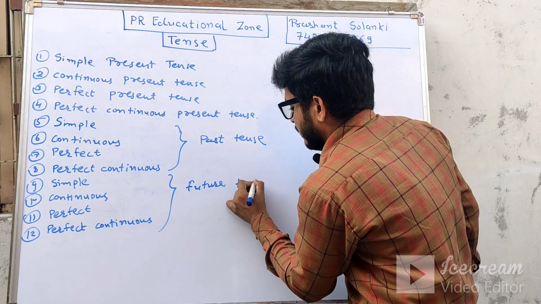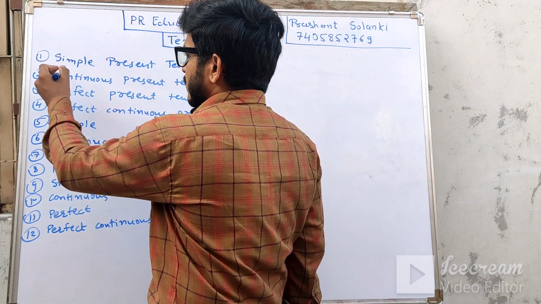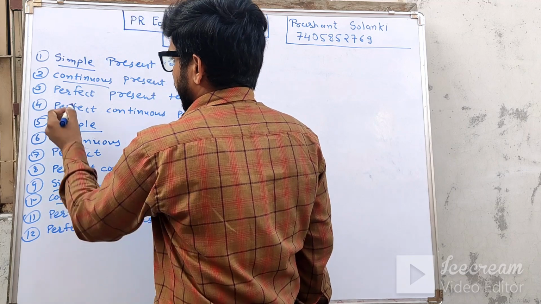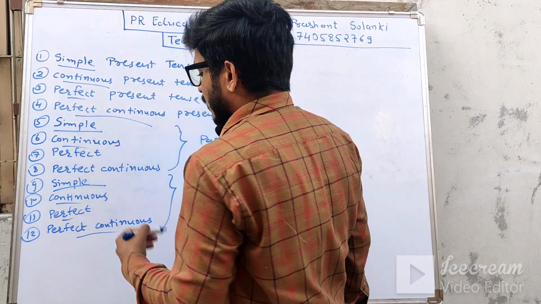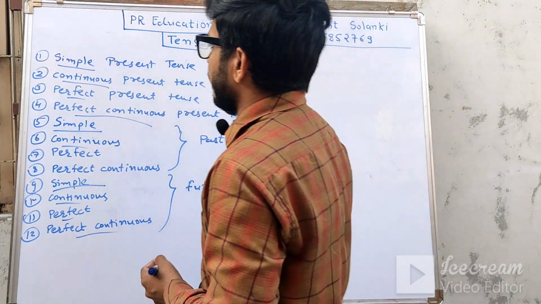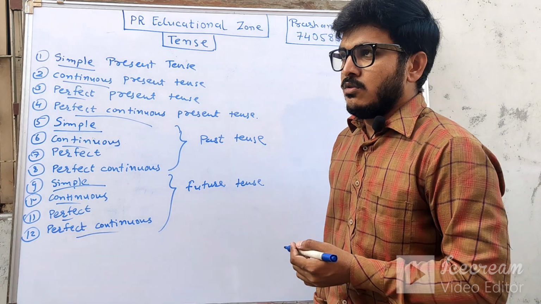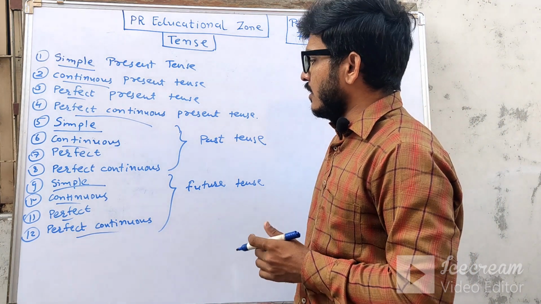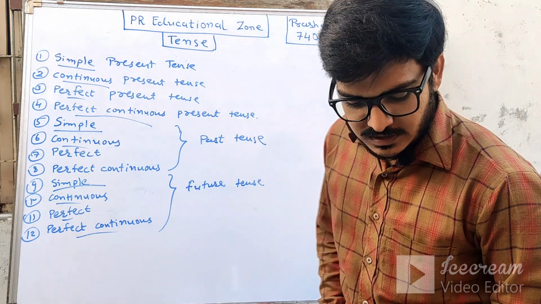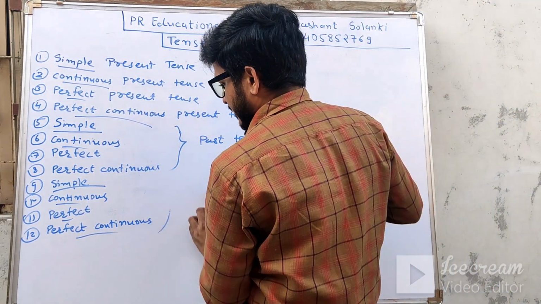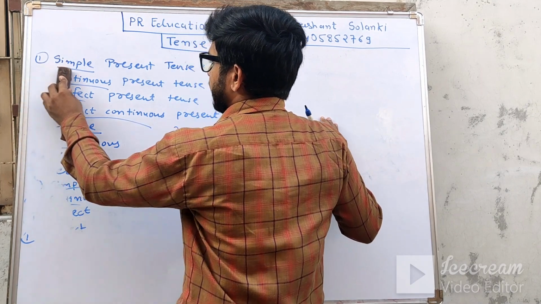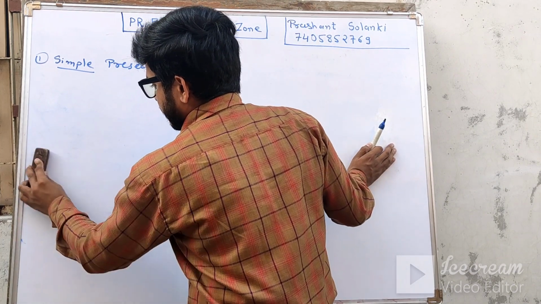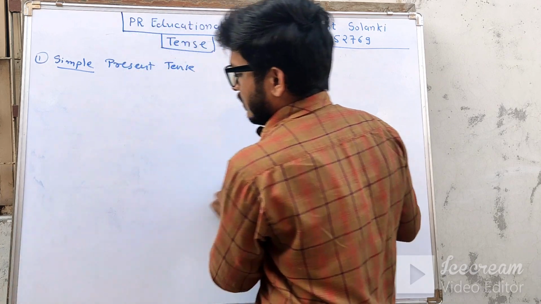If you have noticed, all are the same: all have the simple tenses, the continuous tenses, and the perfect and perfect continuous also. So you have to remember the pattern of one tense only, like the pattern of the simple present tense, and it is similar for the simple past tense and the simple future tense. Now we are going for the simple present tense. Today we have only taken the present tenses, and the past and future tenses we will take in the further lecture.